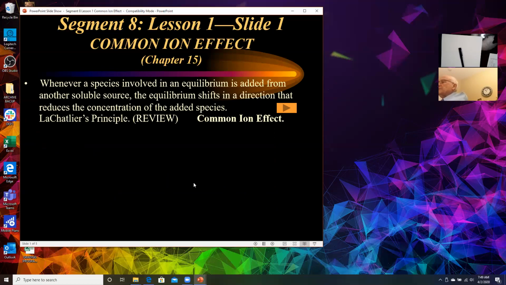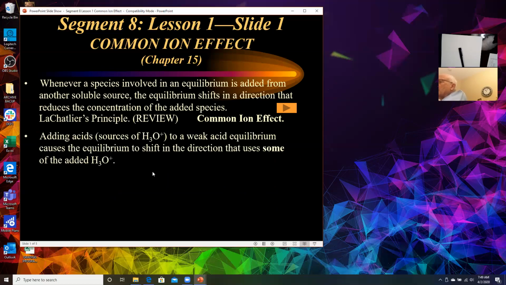Adding that common ion to the solution is called the common ion effect, and we saw its effect on that example equilibrium. Now let's look in general terms about adding acids, sources of hydrogen ion, to a weak acid-base equilibrium. The equilibrium is going to shift in the direction that uses some of the added acid. Now remember, the acid in water is H3O plus. And whatever acid you put into water, no matter what it is, that's going to cause this concentration to go up in the equilibrium that you have established.